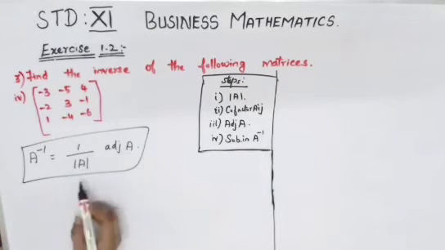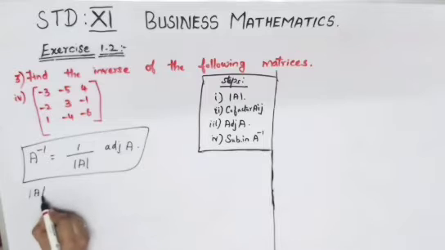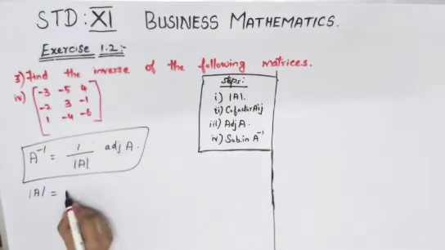Okay. So first step is determinant of A. So determinant of A is for minus 3. First one is minus 3.